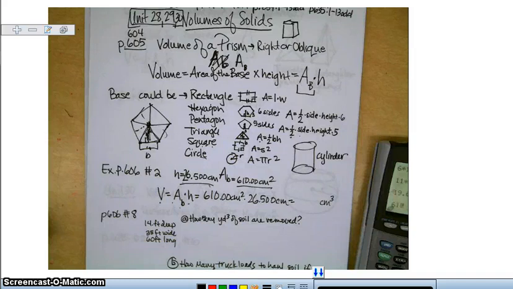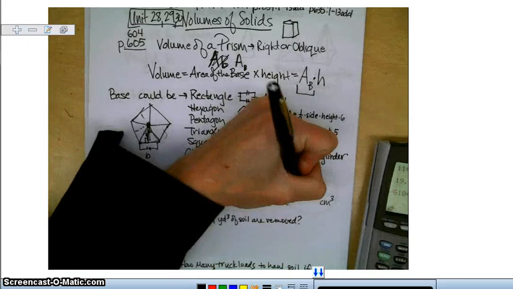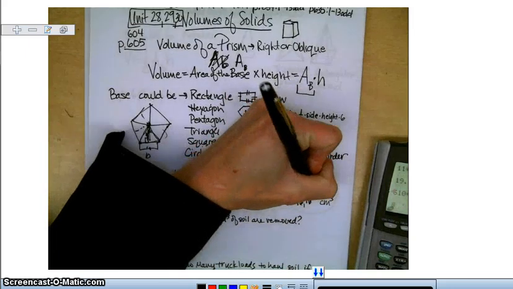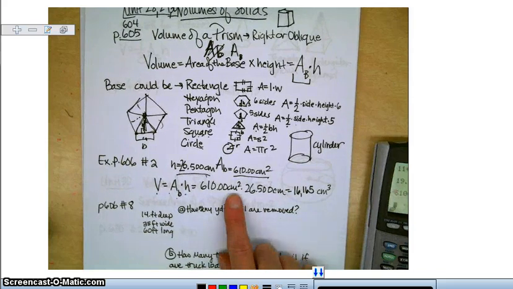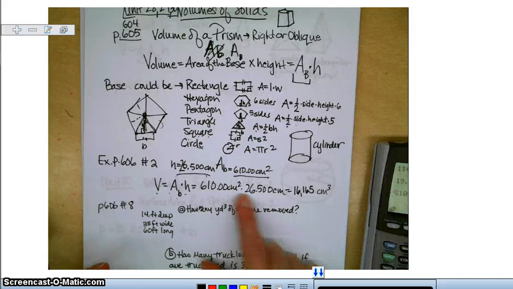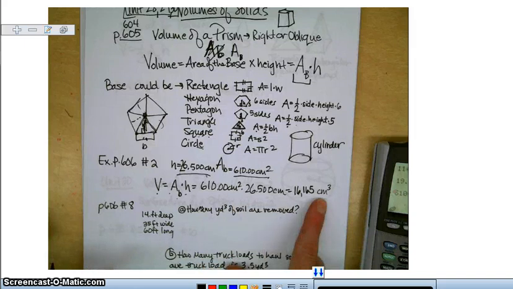So 610 times 26.5, and that gives you 16,165 centimeters cubed. And how do you get cubed? Because the area of the base, remember, is always a square unit, times another unit is a unit cubed. Volume is always units cubed.